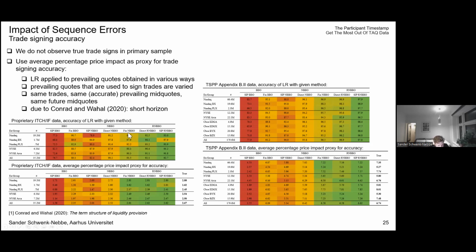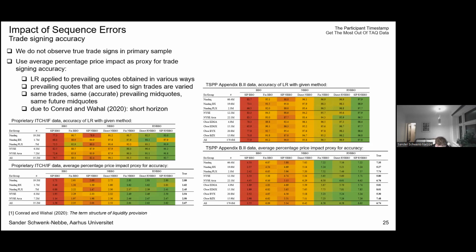So just compare fixed NBBO to SIP NBBO, and just ignore the RNBBOs. I cannot really cover those ones in time now. But just compare fixed NBBO to SIP NBBO. And then remember that SIP NBBO is the conventional method to obtain the NBBO, unfortunately with sequence errors. So we do get much better trade signs with fixed NBBO. And we have a very similar finding when we use TSPP data.